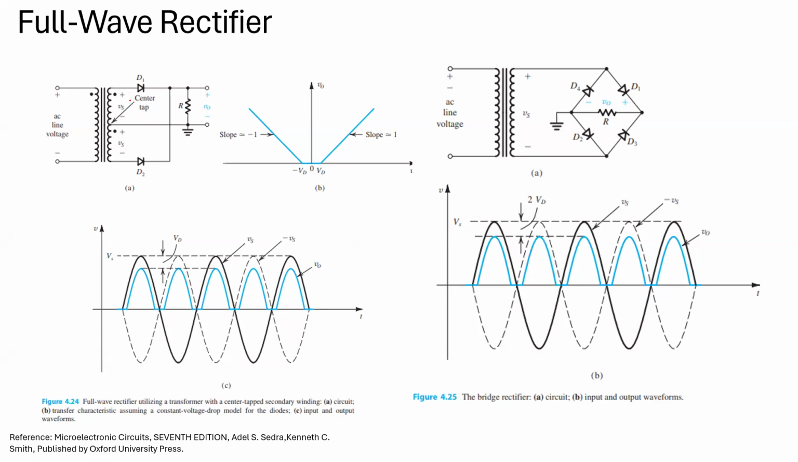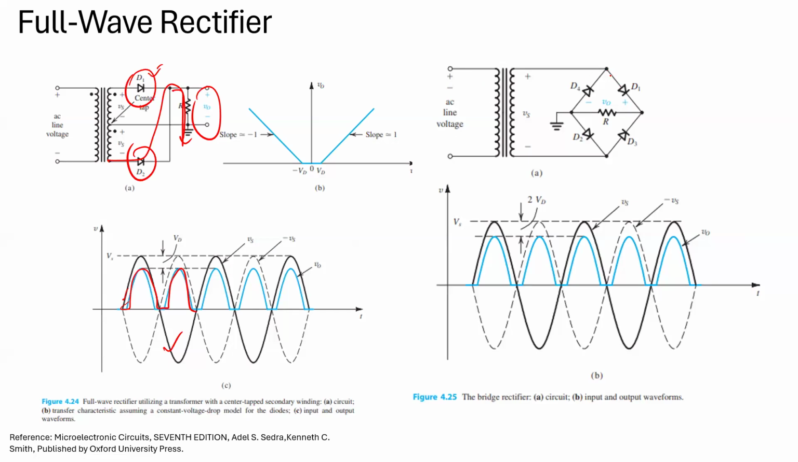So we can see that during the positive half cycle, this diode gets turned on, resulting in this output polarity across the resistor. And in the negative half cycle, this diode gets turned on and this diode gets turned off, and the output polarity is the same across the resistor. So for both the half cycles, we are getting the output as this one. And now this is a bridge rectifier.